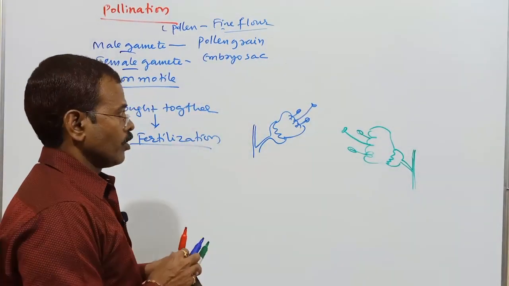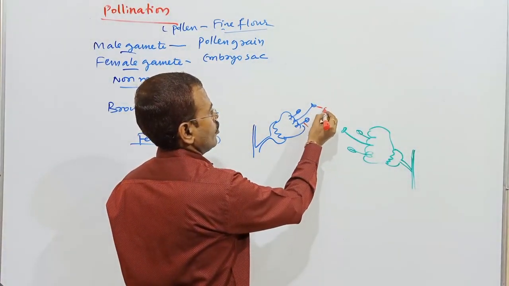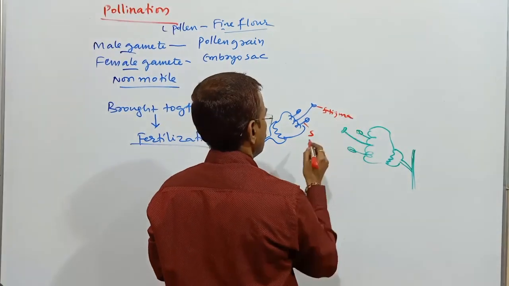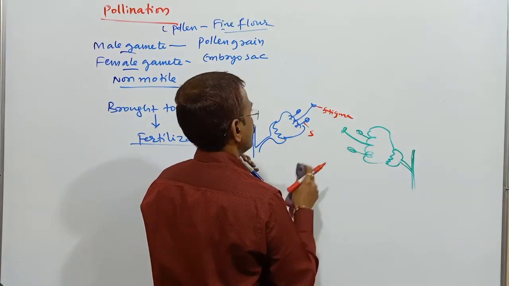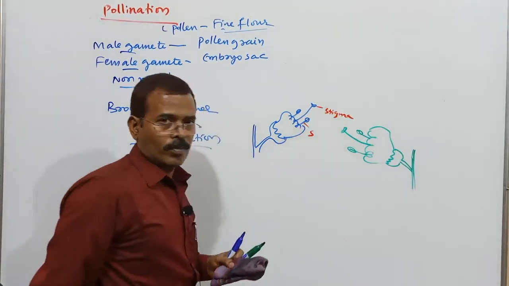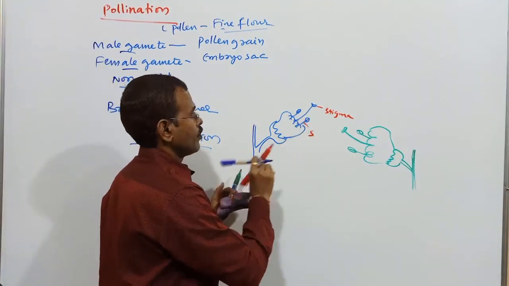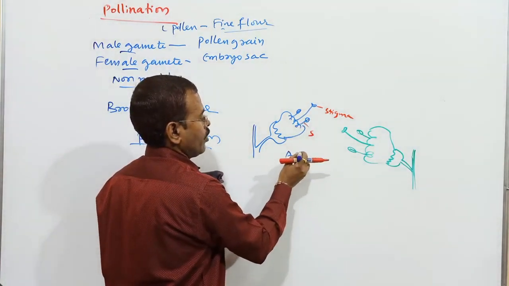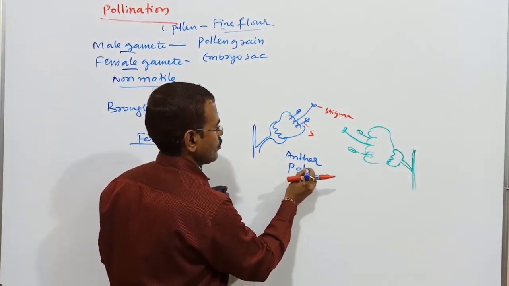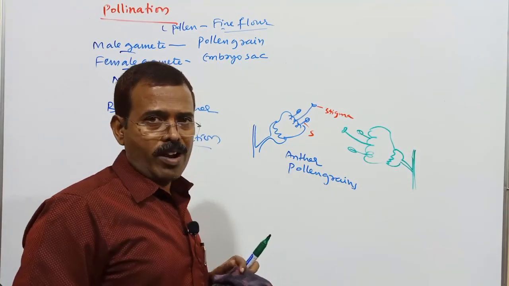Listen, this is stamen, this is stigma. The anther will be there in the stamen. This anther is present in the stamen, which produces pollen grains.